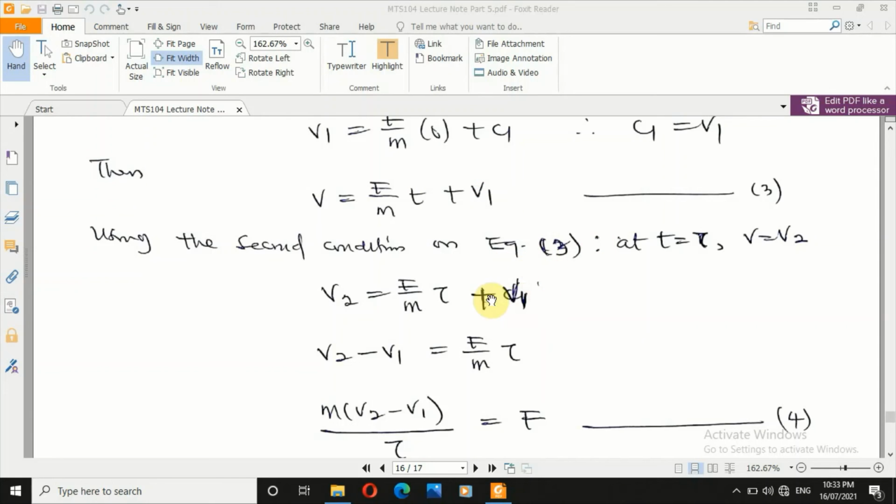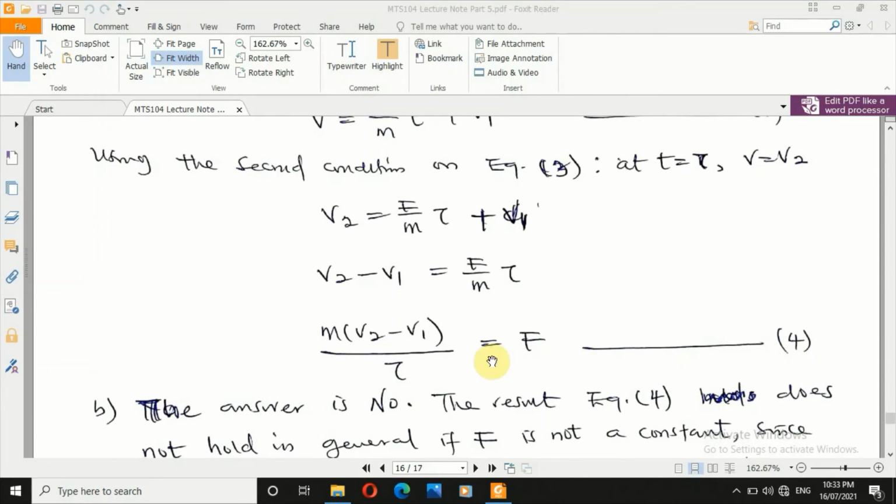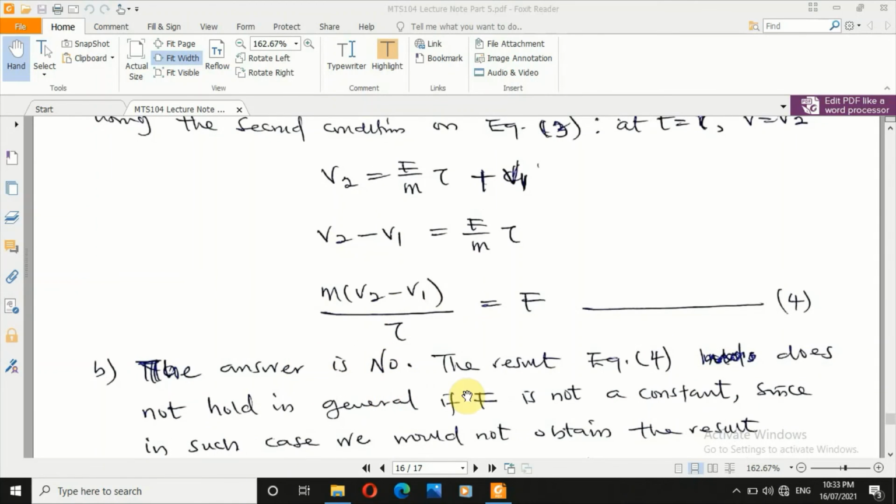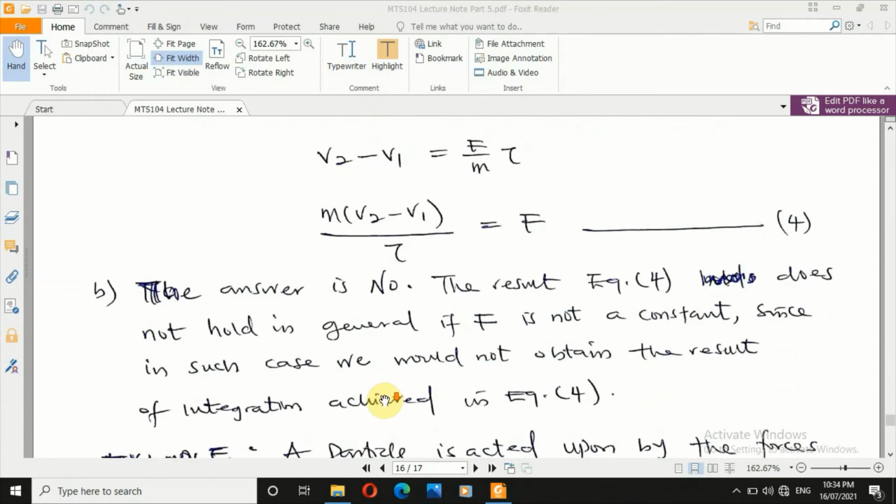So from here, you see that V2 minus V1 equals F over M times tau. Just move this one to this side. So we have this equals equation 4. Now, the answer is no, because the result in equation 4 does not hold in general if F is not a constant, since in such a case, we would not obtain the result of integration achieved in equation 4.